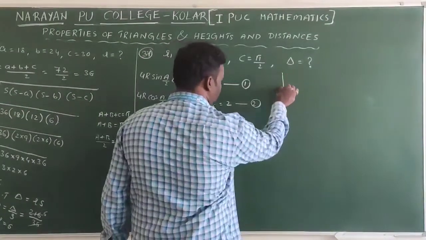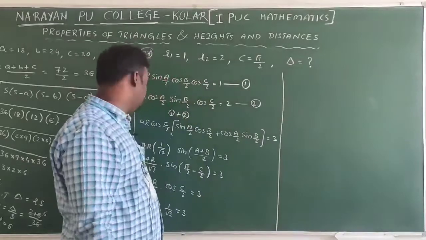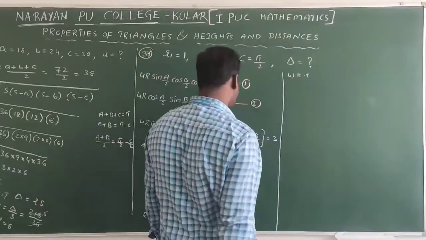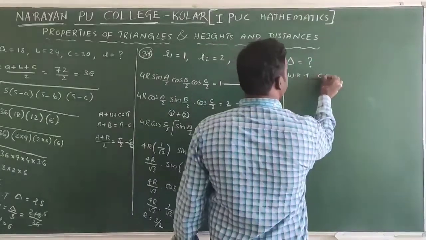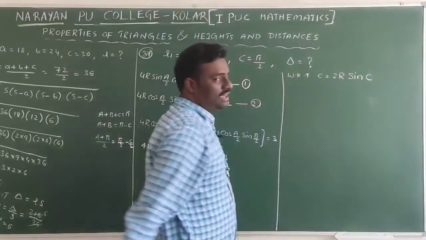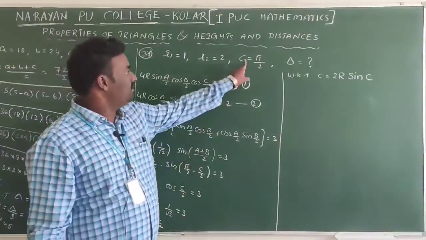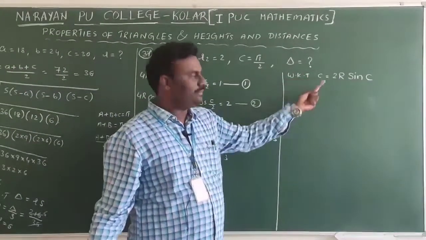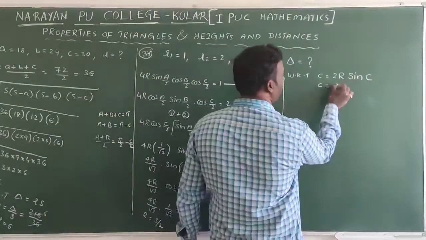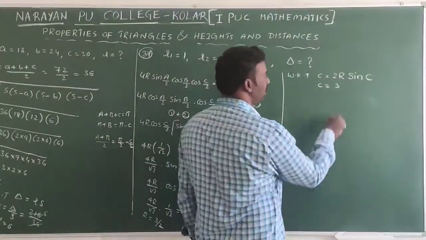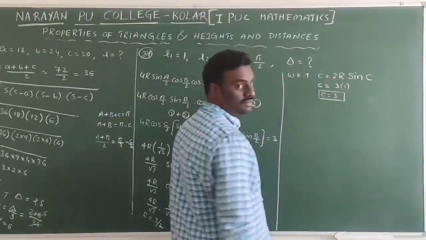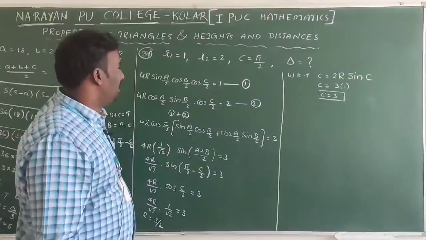But we don't want R, we require delta. We know that c equals 2R sin C. Why? Because the R value we know and the C value we know. If you substitute you will get c. Now c equals 2R, which is 3, times sin 90, which is 1. Then finally you will get 1 side. But we require the other 2 sides.